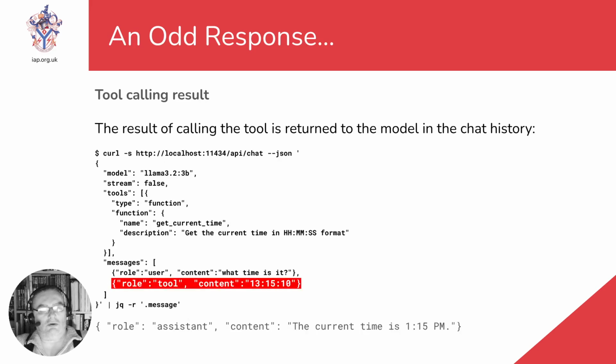We invoke the tool on the model's behalf and append the result as a message with a role of tool and the result in the content, here highlighted in red. This is sent back to the model via the chat API endpoint so that the model has access to the result. The model then replies with its final answer, which can again be appended to the chat history. Notice that the model has decided how to use the result from the tool. The tool responds with the time in 24-hour format, while the model decides to respond with 1:15 p.m.